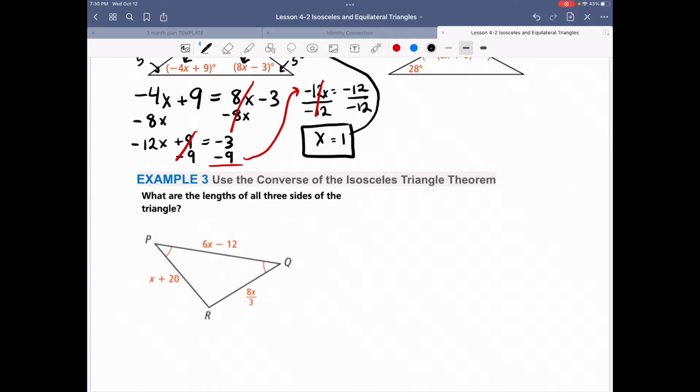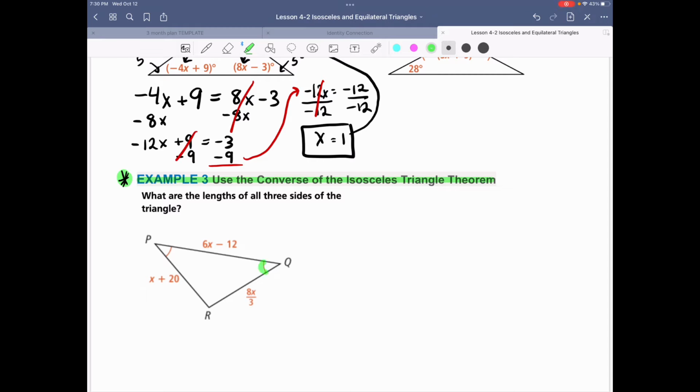Let's do example 3. Go ahead and give an asterisk to it, and if you have a highlighter, you can highlight it as well. Use the converse of the isosceles triangle theorem. What are the lengths of all 3 sides of the triangle? Well, we may have to get a little creative here.